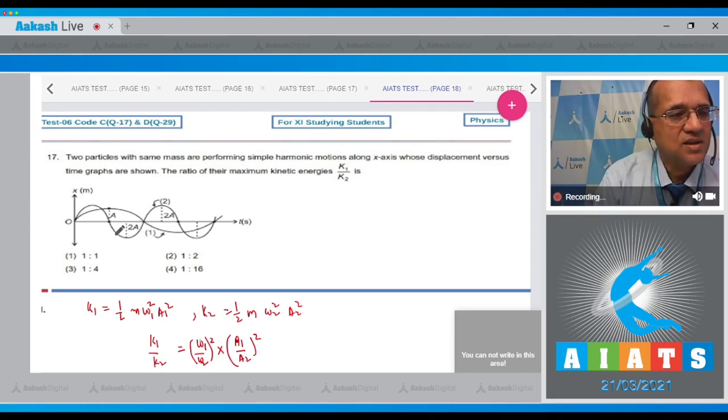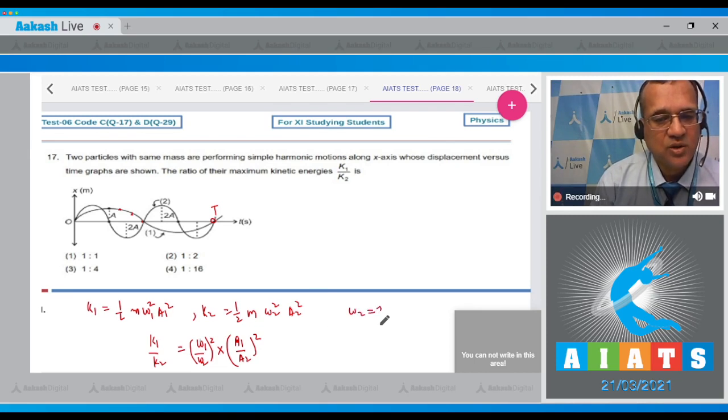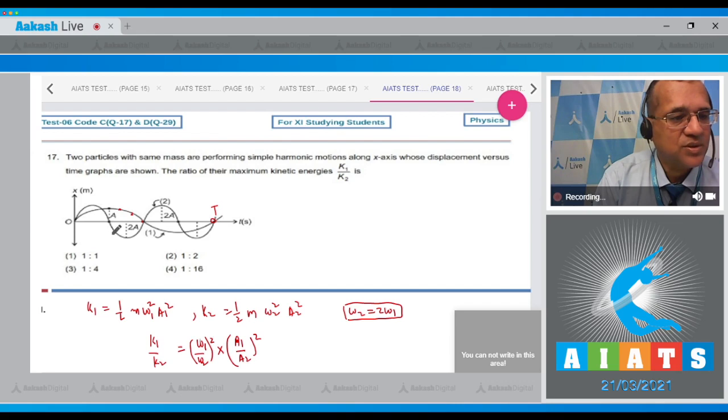Now see, this is graph number 1, and this is one cycle, it finishes here. But for the other, in the same time, two complete loops are completed. Therefore omega 2 is equal to twice omega 1 because the frequency is double. And also let's see the amplitude. This is graph 1 whose amplitude is a, and this is graph 2 whose amplitude is 2a. Therefore a2 is equal to twice a1.